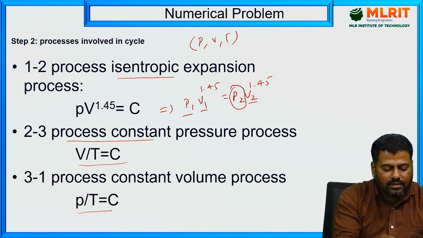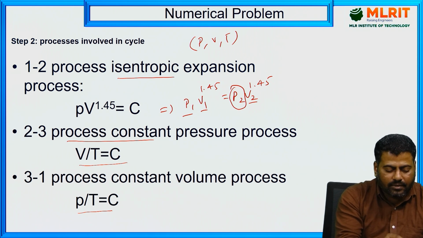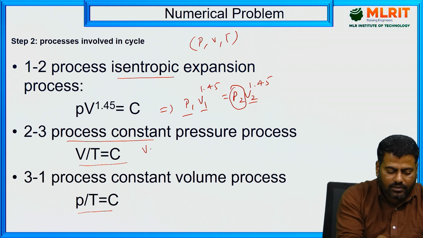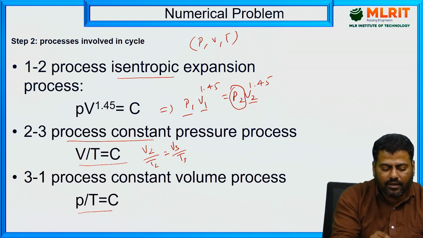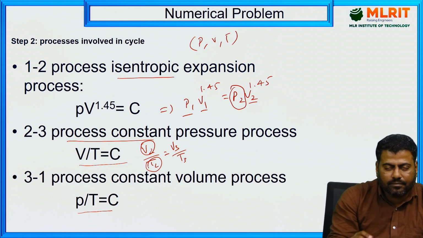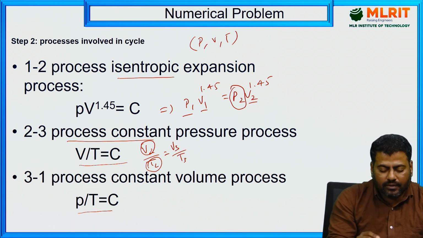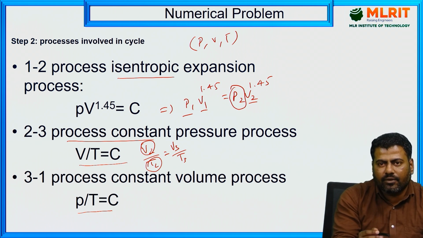For example, a constant pressure process, say the 2 to 3 process. So V by T equals constant, that is, V2 by T2 equals V3 by T3. Why? Because pressure is constant, we do not have any relation involving the pressure. It remains constant, so we have only the relation between volume and temperature. With that, using the given data, we can find the other values.